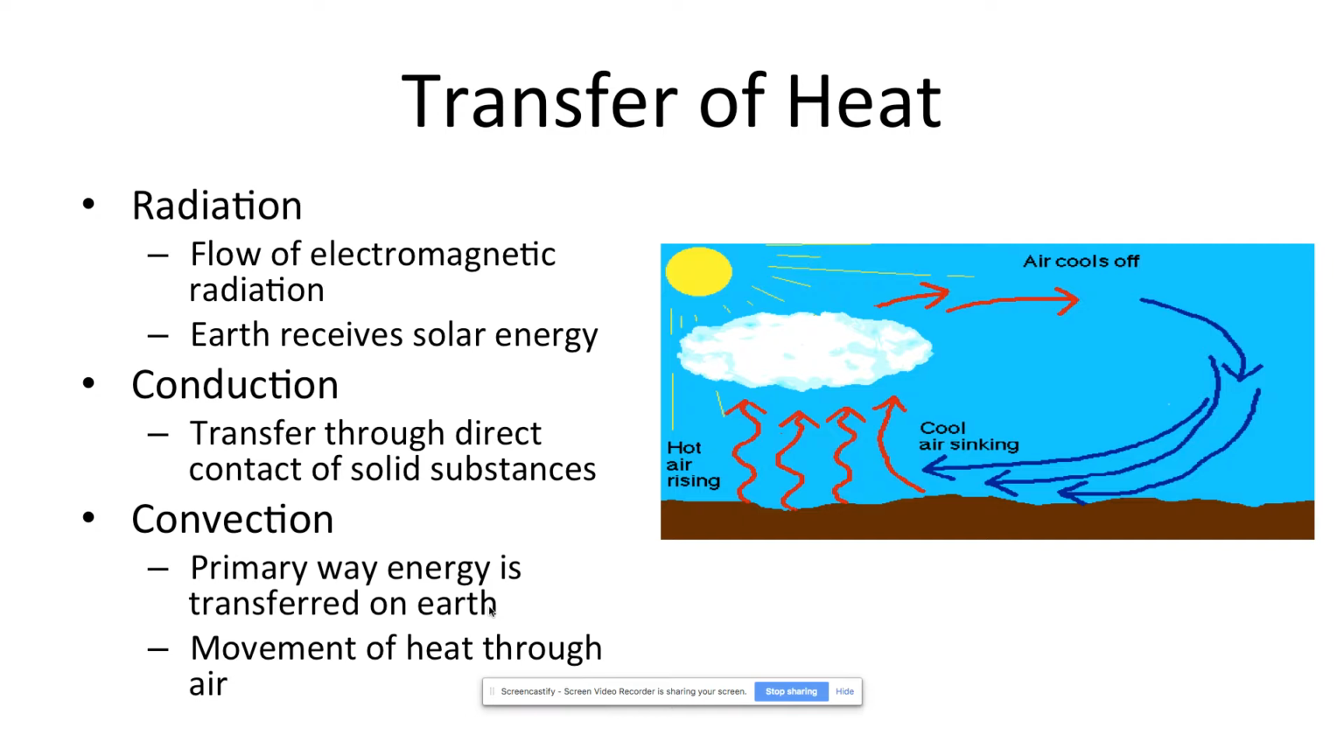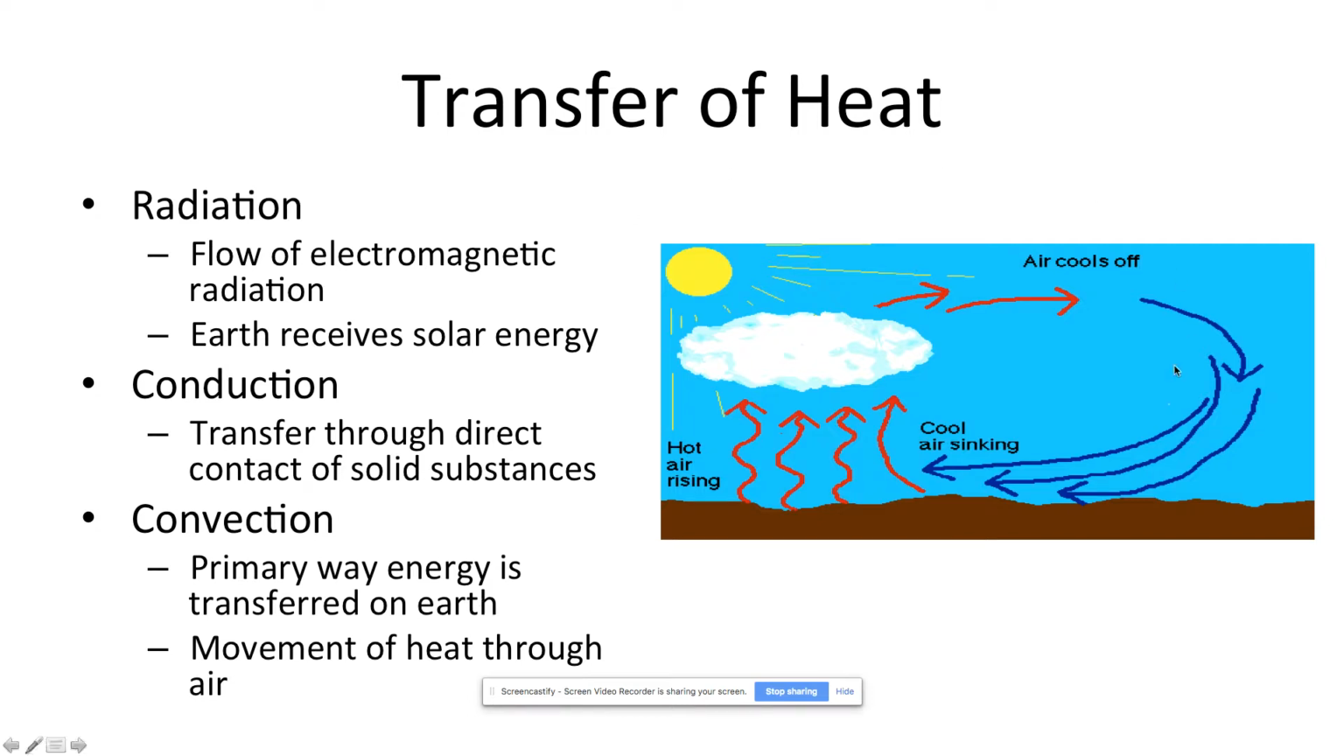Conduction, with a D, is a direct transfer of heat through solid surfaces, like a pot on a stove, a direct heat. Whereas convection is the primary way energy is transferred from the earth, and it's actually the movement of heat through air. Like a convection oven, you have a heat coil and a fan that is moving the air in your oven.